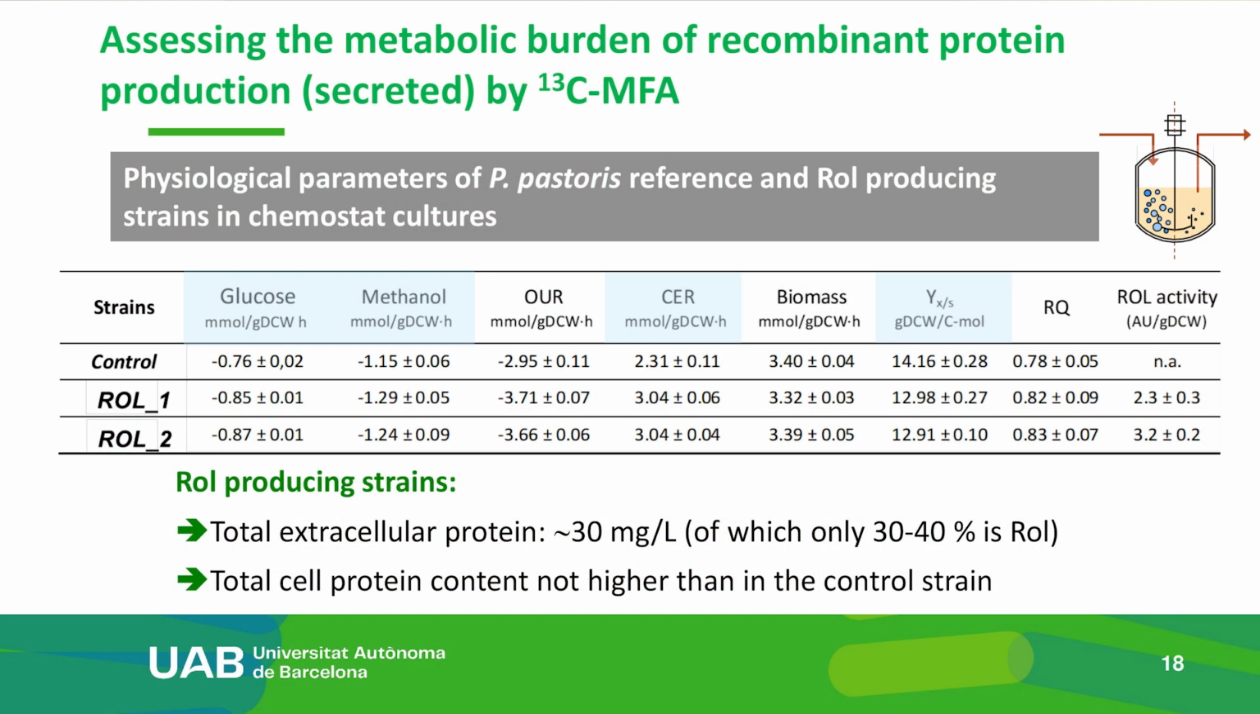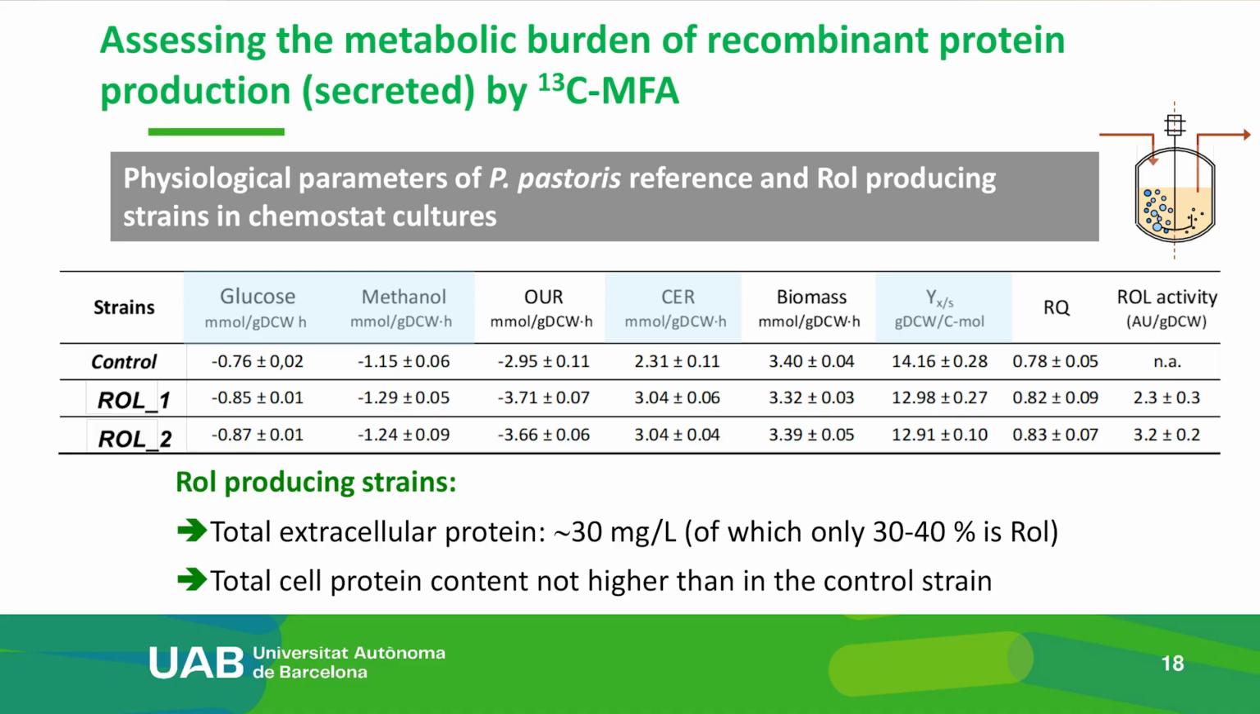So we tried labeling experiments using a glucose-methanol mix. We used 2 different strategies, which I will skip. Essentially, we performed a metabolic flux analysis using 1 control strain with no lipase production, and 2 independent clones. From the macroscopic data, you can already see significant differences between the control and the producing strains.